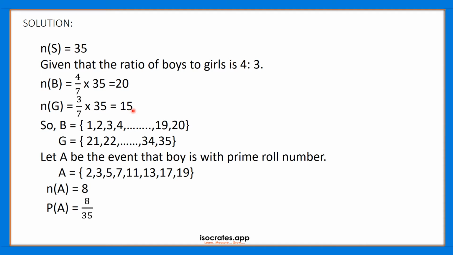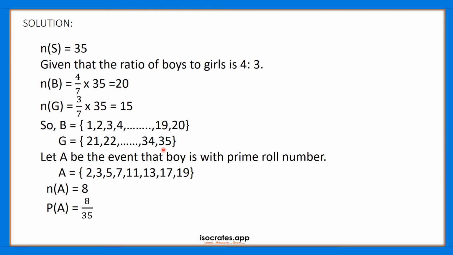It is given that the roll number starts with boys and ends with girls. So we have B is equal to 1, 2, 3, 4, etc. up to 20, since the number of boys is equal to 20. And then the girls' roll numbers start from 21, 22, etc. up to 35. That is, G is equal to 21, 22, 23, etc. up to 35.